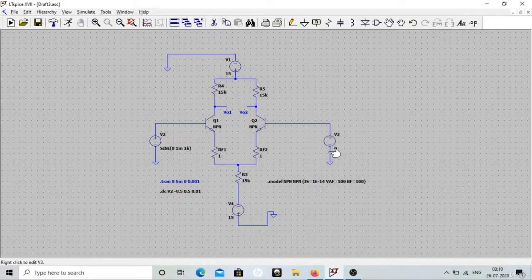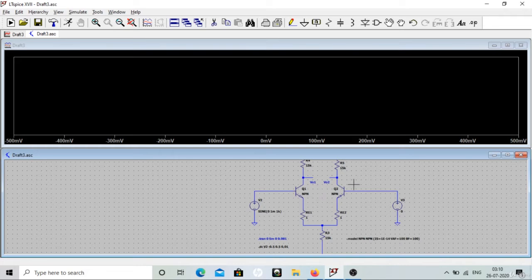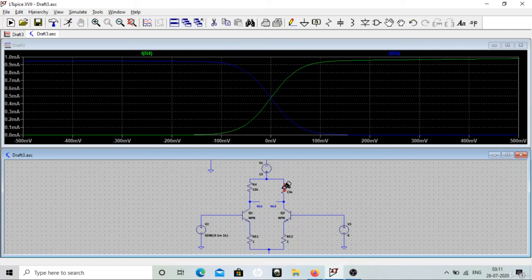If V3 is set to 0 and you vary V2 from minus 0.5 to plus 0.5 at the step size of 0.01, what will be the current? So quickly I'll run it. Now I'll zoom a bit here. You can see this is the circuit, and I'll plot this current as well as this current. The current through R4 is this curve, you can see the name, and the current through R5 is this other curve. Color wise you can judge.